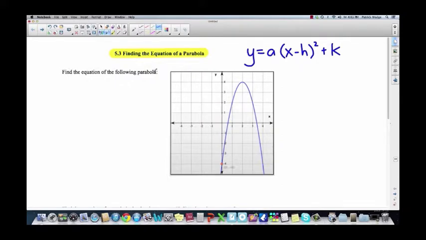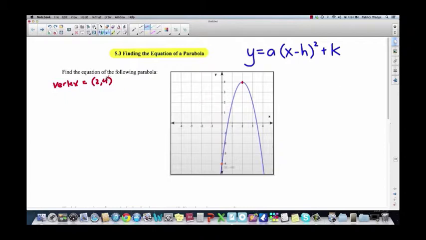Find the equation of the following parabola, this blue parabola right here. Well, where do you think you need to look first? Right there. You want to get the vertex. So the vertex is what? 2, 4. Okay, so we can already take that information, the 2, 4, and fill in some of the information in our standard position equation here. So let's do that right now.